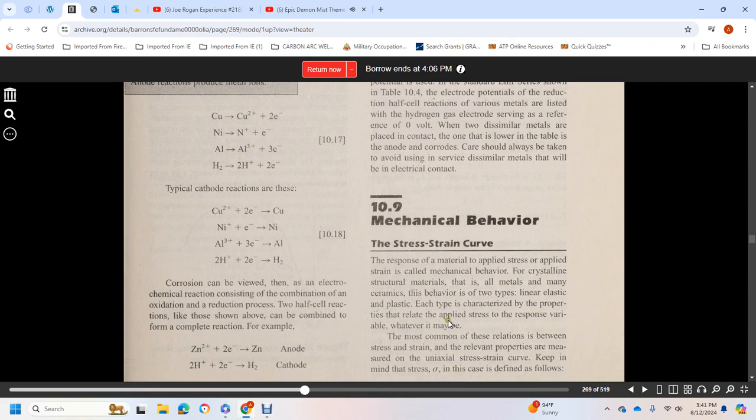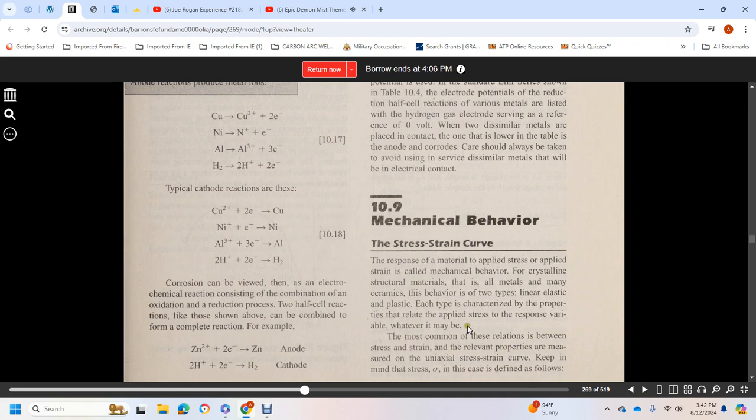10.9, Mechanical behavior. The stress-strain curve. The response of a material to applied stress, measured as strain, is called mechanical behavior. For crystalline materials, from all metals to many ceramics, the behavior is of two types: linear elastic and plastic. Each type is characterized by properties that relate the applied stress to the response variable. Most commonly, these relations between stress and strain are measured on the uniaxial stress-strain curve.